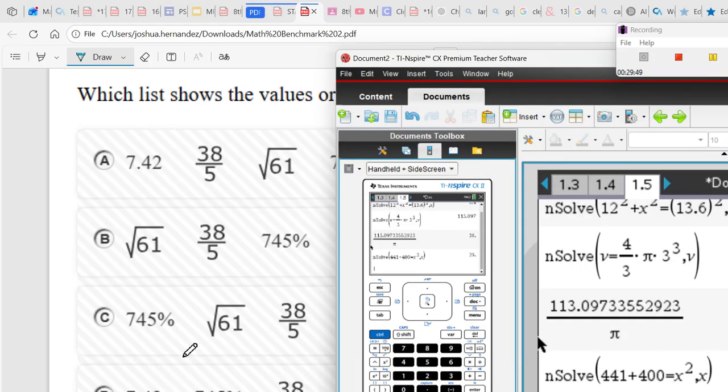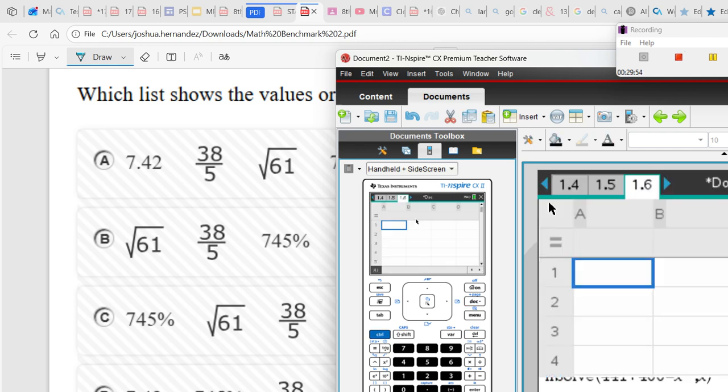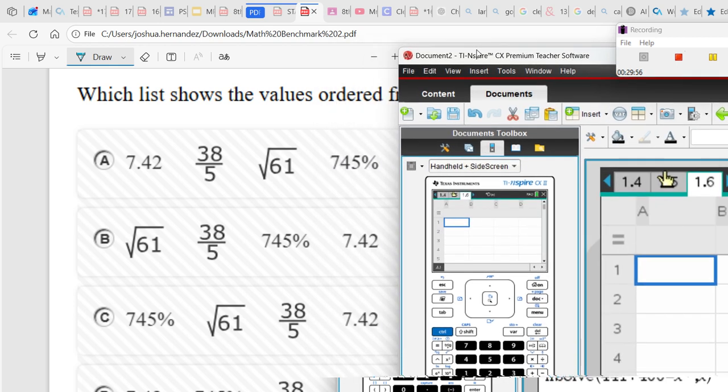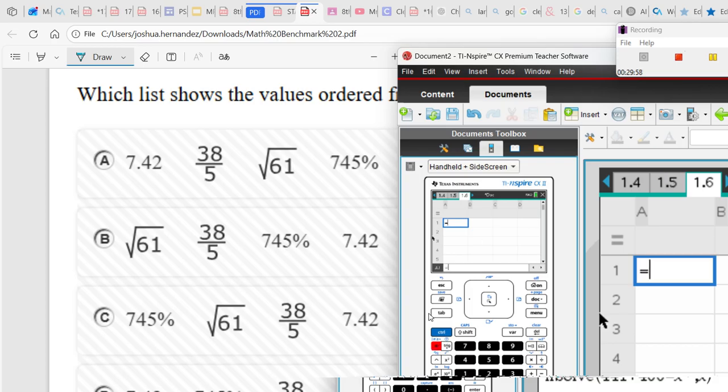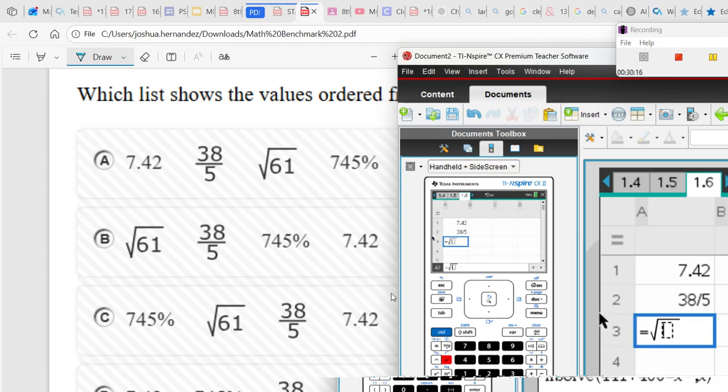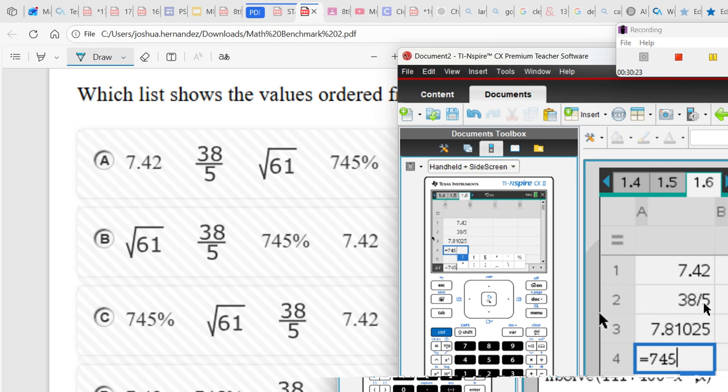Least to greatest. Since they're the same number over and over again, I'm just going to do it real quick on the spreadsheet. I'll do the one with the equal sign. I think the equal sign is really easy. So control and enter. I'm going to go with 7.42, equals 38 over 2.5. Okay, good. Equals square root of 61, equals 7.45.